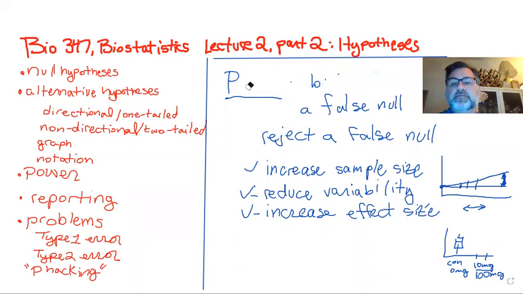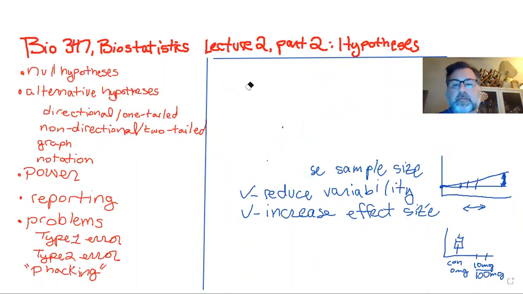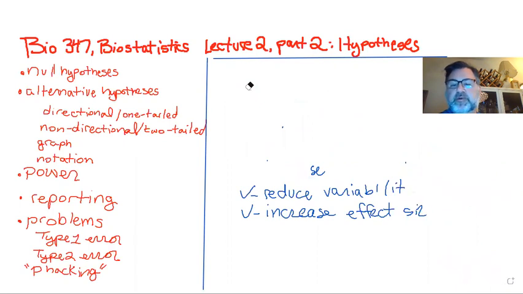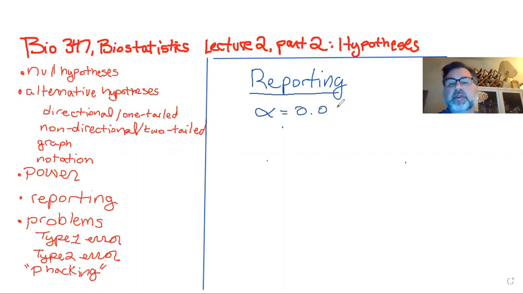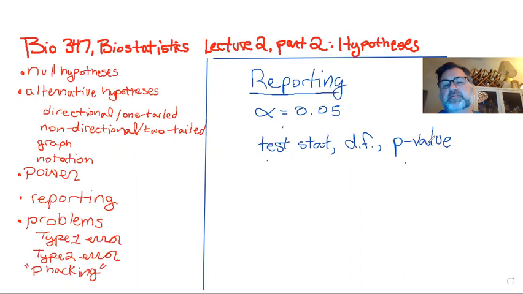Reporting. So reporting has to do with when you write up your results, okay, and you want to write a paper or you have a report or somebody just wants to hear you. Reporting. You state what your alpha is. So we usually say we tested with an alpha of 0.05. When you get your results, you report your test statistic, your degrees of freedom, and your p-value. And oftentimes they'll go right together. So you would say chi-square, degrees of freedom equal 4, p equals 0.02.